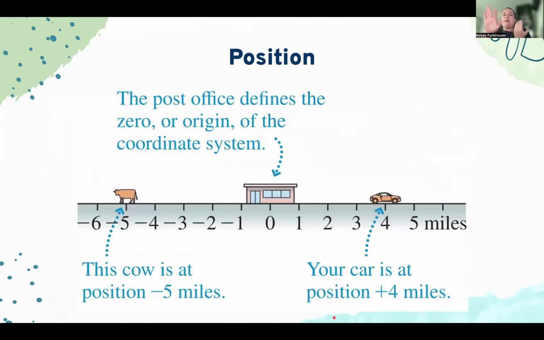The post office is still the origin, but now we have a cow, and the cow is to the left or west of the post office, 5 miles west, and that makes the cow's position negative 5 miles. And again, the negative is just because to the right of the origin is positive and to the left is negative.